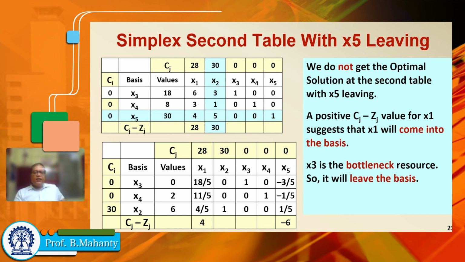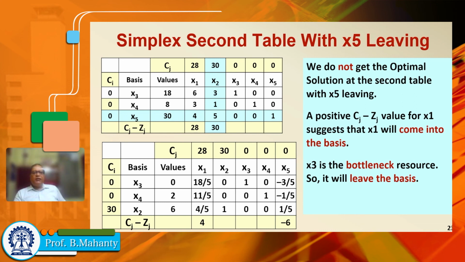Now interestingly, you see this is not the optimum table. We don't get the optimum table. So in this case, x1 will come into the basis. And which one should be the leaving variable? Which one is the critical? We shall see that later. So we do not get the optimum solution at the second table with x5 leaving. With x3 leaving, the second table itself became optimal, but it is not so in this case.